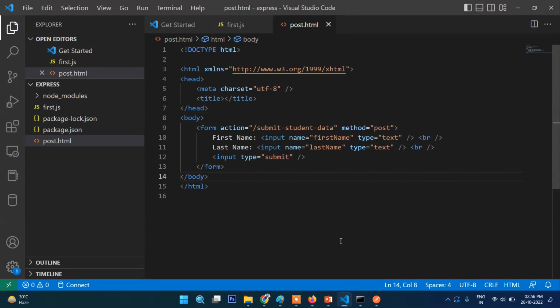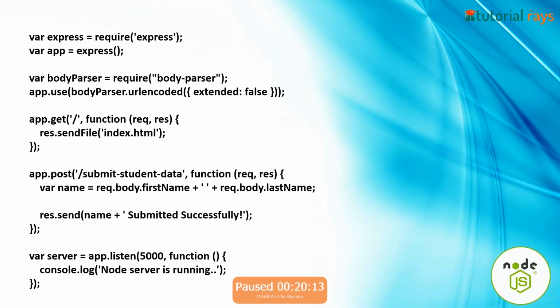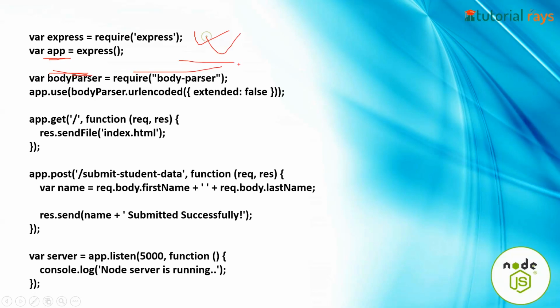And then next step, now let's check this code. You are already familiar with this code. Express we are calling, we are creating an object here, right? And then we are calling the body parser object from this body parser. So this is the first one, this is the second one, and then we will write here app.use bodyParser.urlencoded and extended false.